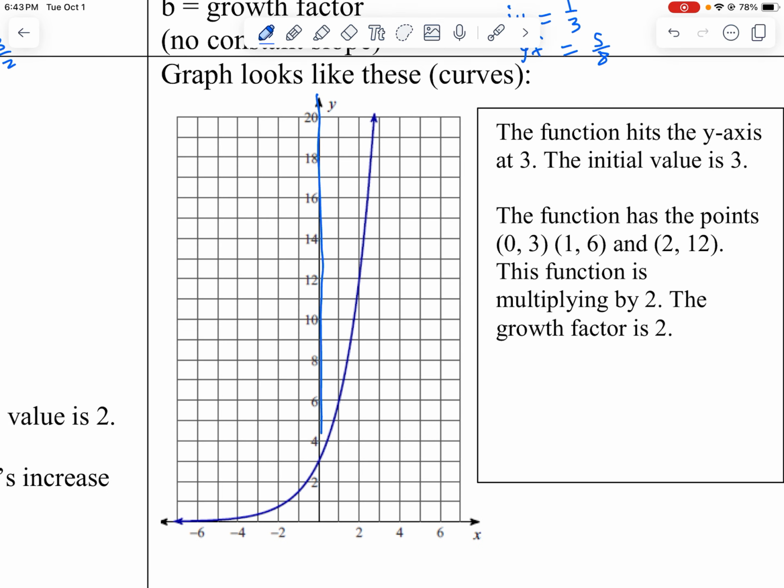Again, initial value is still going to be the same thing. So you go to your y-axis, find out where it hits. In this case, this one here, our initial value is going to be 3. So we got initial value is 3.